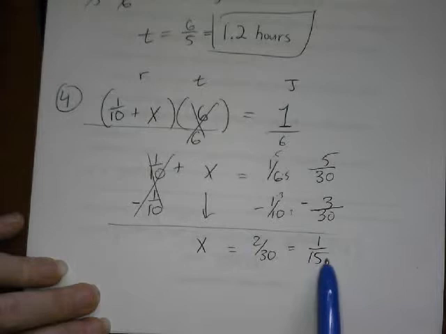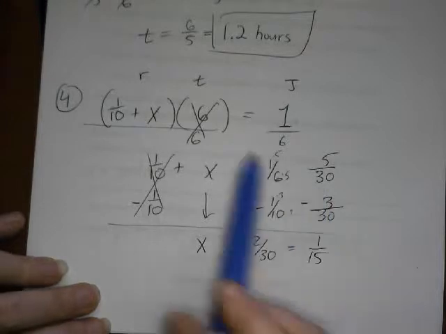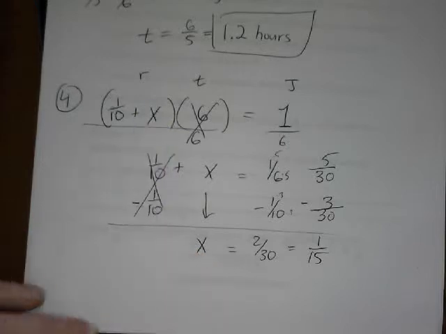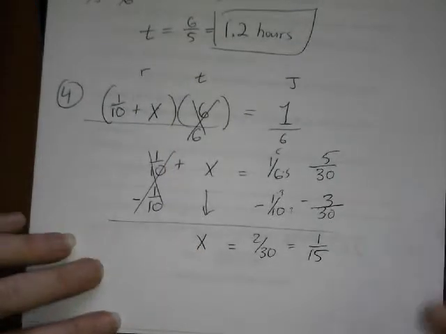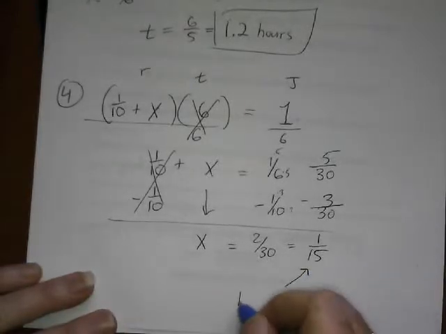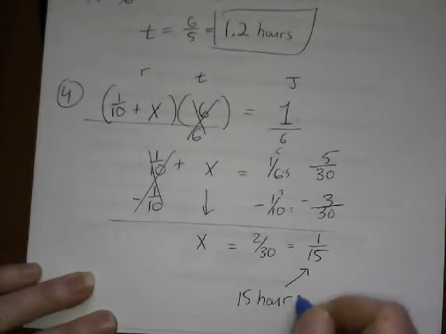It's not 1/15. The answer is how many hours. How long does it take for the smaller machine to harvest the crop? So you're going to say 15 hours. Make sure that we answer the question.